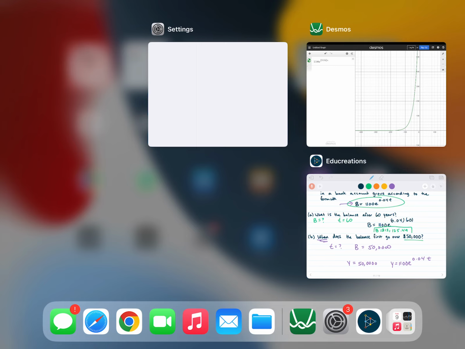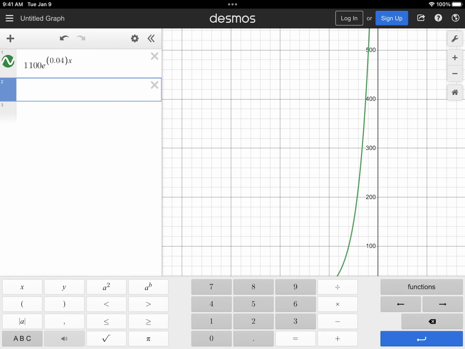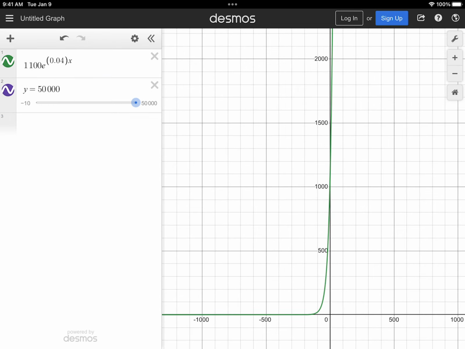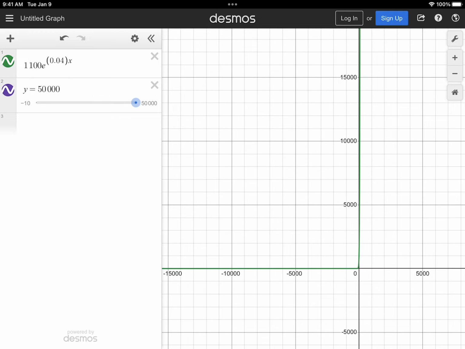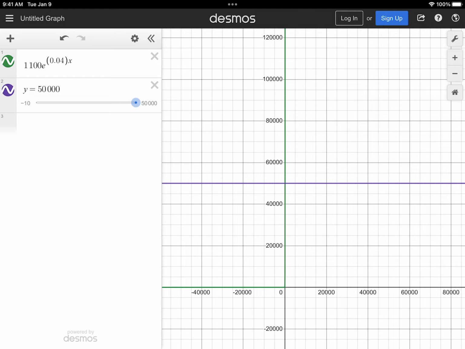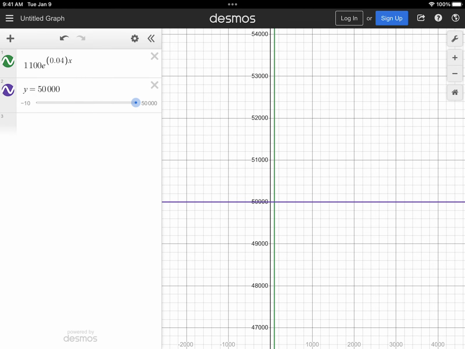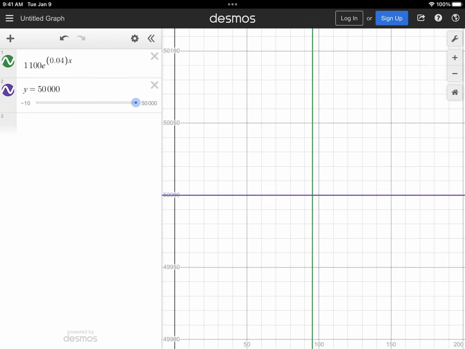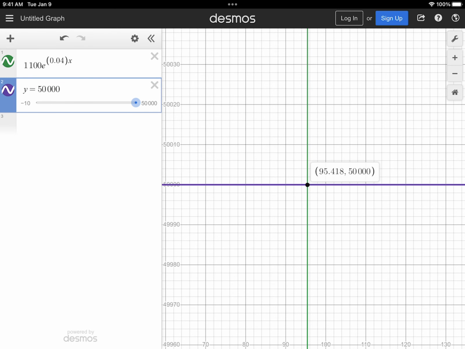We're looking at 50,000. So we're looking to see when is it true that this function equals 50,000. So let's see. I'm zooming out, just pinching out. And I see this intersection right here. So I'm going to zoom into this intersection. Where is this value true? And if I click there, it looks to be about 95.4 years. That's my x value or my t value.